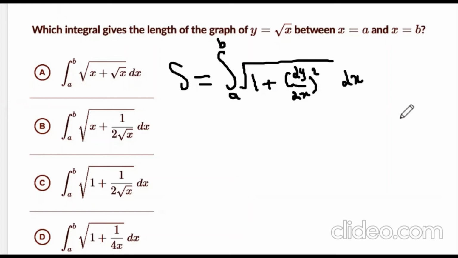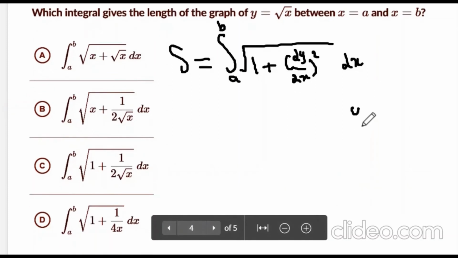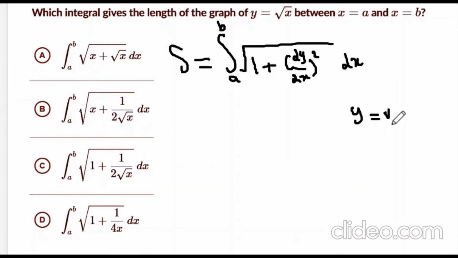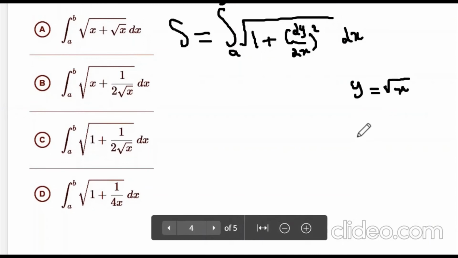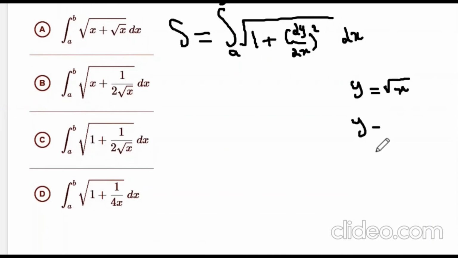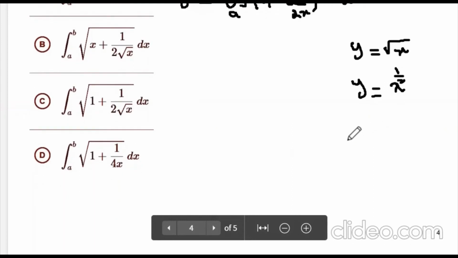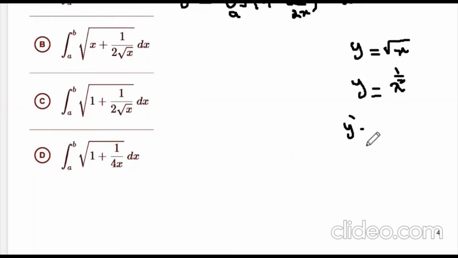So now we need to find the derivative. So y equals square root of x. Because we have a square root, we can't just find the derivative directly. We have to rearrange it. So the square root of x is x to the power of half. Now we can find the derivative with the power rule. So y prime equals, I'm going to move the half here, so half x to the power of half minus 1, which is negative half.